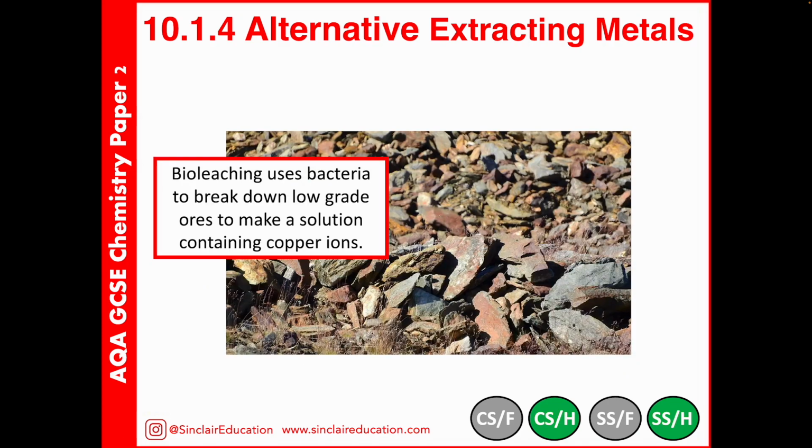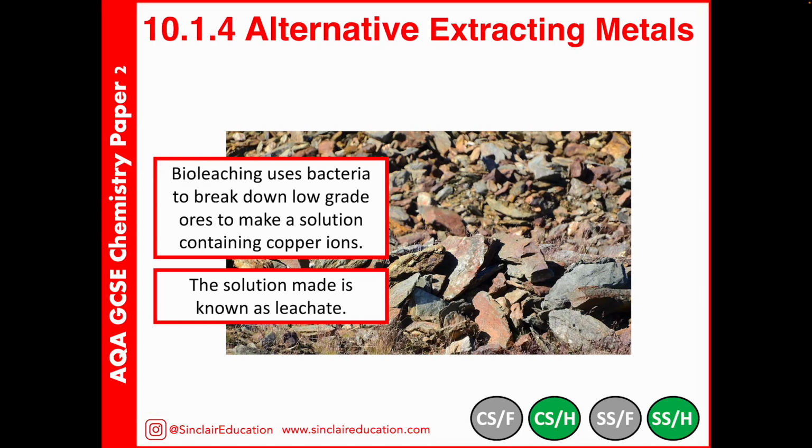An alternative method is to use a process known as bioleaching, and this involves using bacteria instead to break down these ores to a solution containing copper ions. In this, we typically have our bioleaching bacteria added to crushed rock in solution, and over time they'll make a chemical known as leachate, and this is really rich in the copper ions, so they're breaking these rocks down, making the copper ions come free.